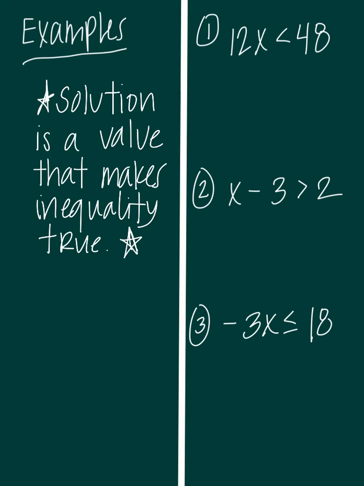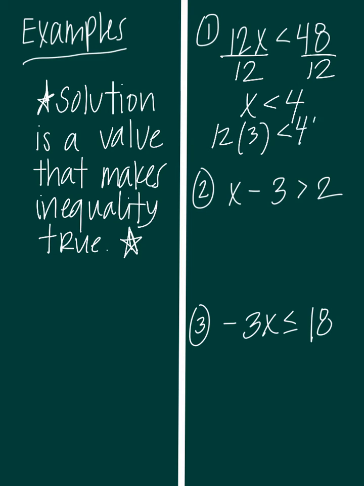So like number 1, we have 12 times x is less than 48. So we'll cancel out multiplication with division. So divide by the number with the variable, we'll divide both sides by 12. We'll get x is less than 4. So what that means is, if we look back at the note over here on the left about solutions, any number that's less than 4 would make this a true statement. So for instance, if you wanted to check it, let's say we tried 3, because 3 is less than 4. 12 times 3 is less than 48. We get 36 is less than 48. That's true, so we got that right.